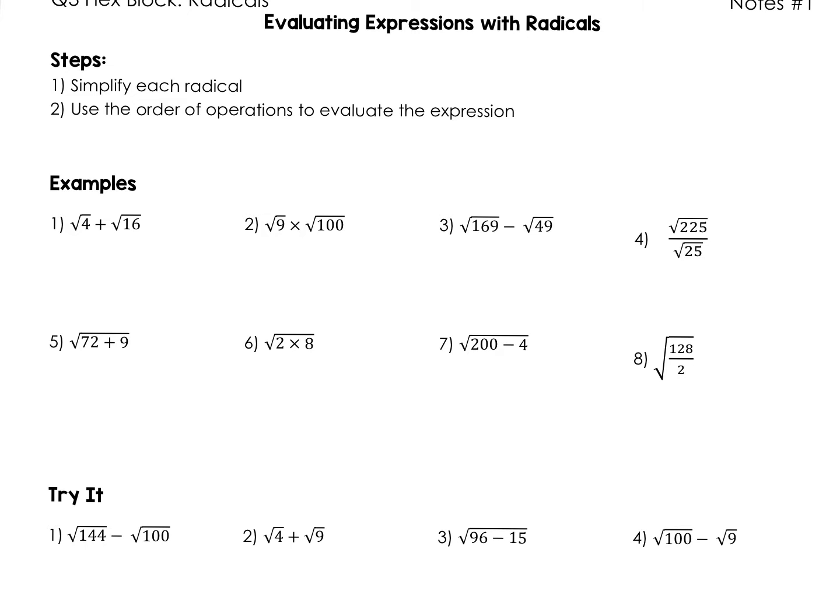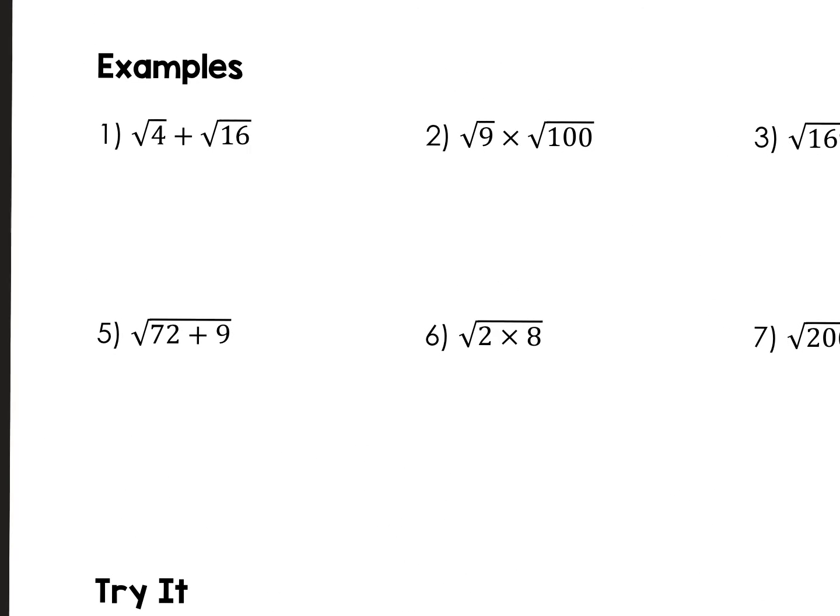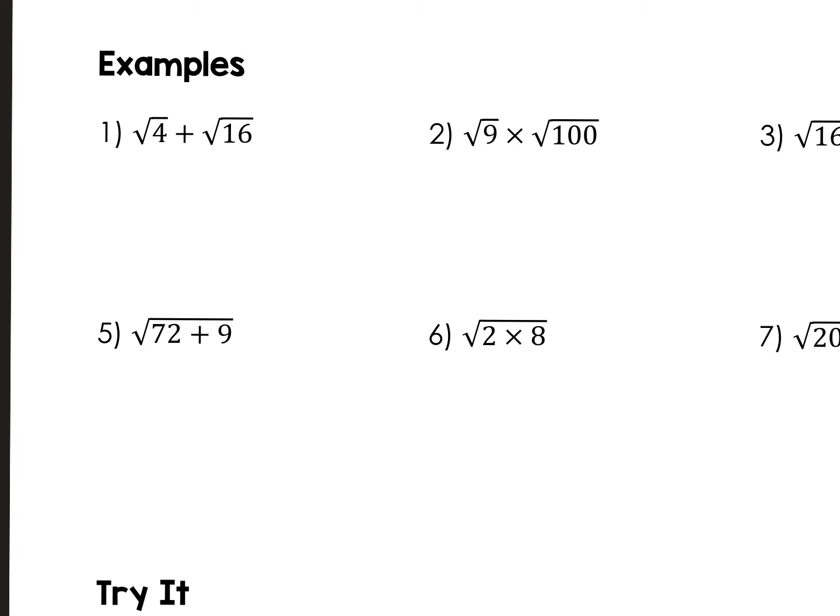Our job here when we are evaluating expressions with radicals is to simplify each radical, and then we'll use our order of operations to evaluate the expression. So for example, in our first one, we have the square root of 4 plus the square root of 16. Well, the square root of 4 is 2. The square root of 16 is 4. So this expression is equal to 6.